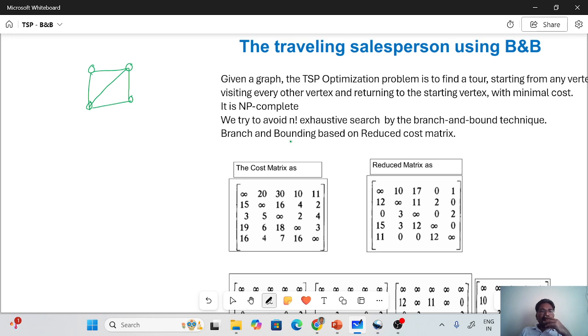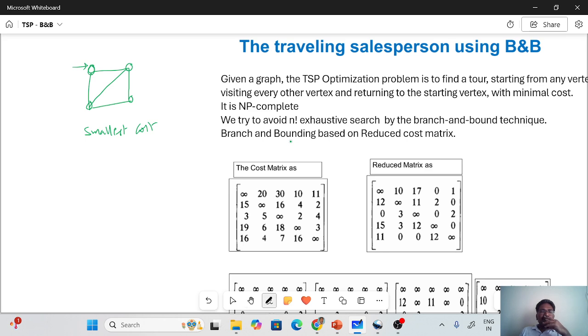Our aim is that you must choose one city or one vertex as your starting vertex. From that you must visit all other vertices or cities, and from the last city you must reach the starting city with minimum cost. Here the edges have costs, and you must spend the minimum cost. So we call this an optimization problem, because our solution always demands the smallest cost.